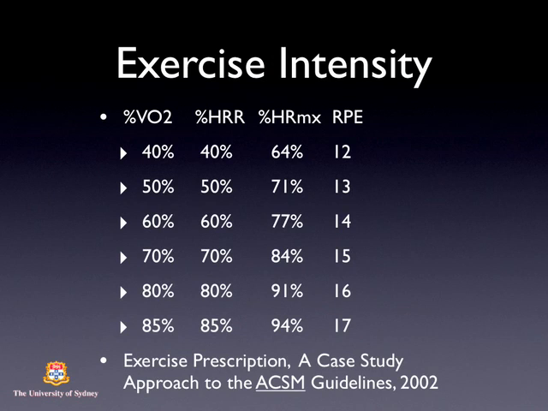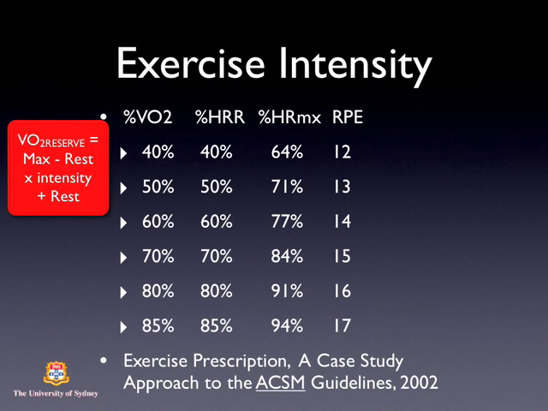This table shows you a rough equivalency of intensities when prescribed using percent of VO2 reserve, heart rate max, or RPE. Now, VO2 reserve and heart rate reserve are measured using the maximum value, which we take away the resting value from, then we multiply it by our desired intensity, so 50% of VO2 reserve, 70% of VO2 reserve, and then we add the resting value back on.